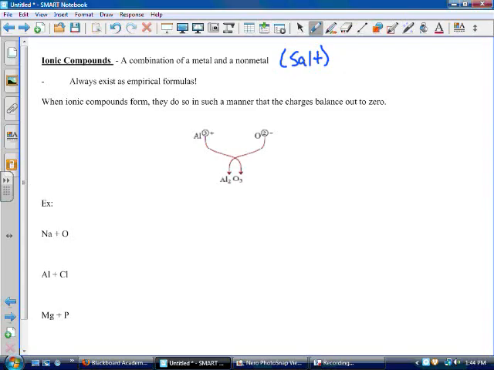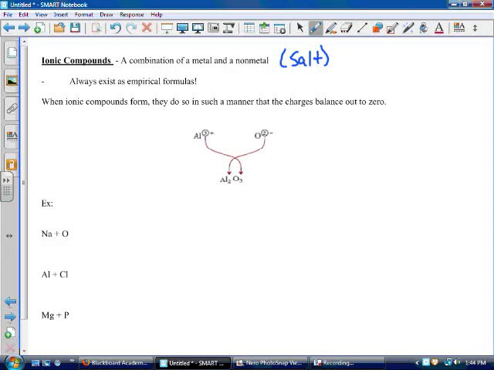Now again, ionic compounds begin with a metal and end with a non-metal or a polyatomic ion. All right, so it's either a metal and a non-metal, a metal and a polyatomic ion, or ammonium, which is one of your polyatomic ions, and one of those two things. The difference between an ionic compound and a molecular compound is that ionic compounds always exist as an empirical formula. They will never exist as a molecular formula or a structural formula. They are always reduced to the lowest whole number ratio.